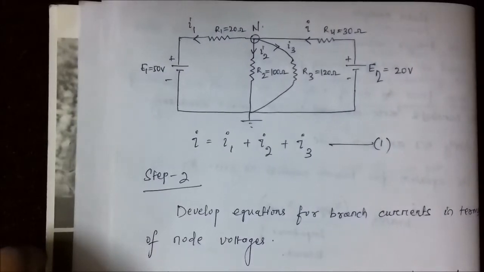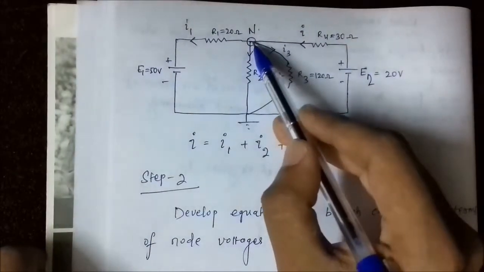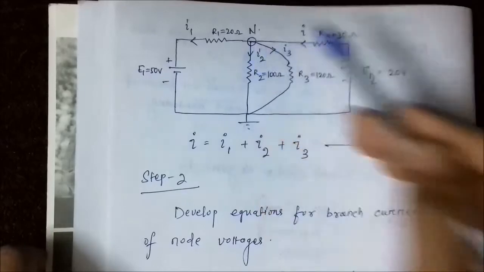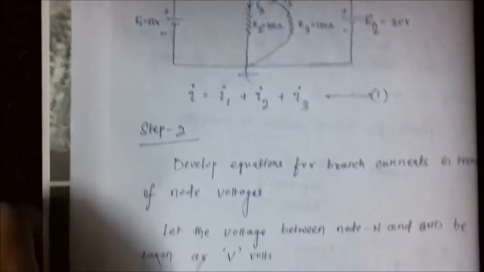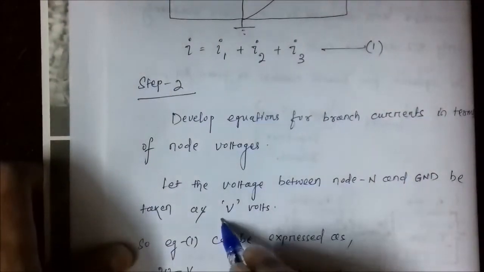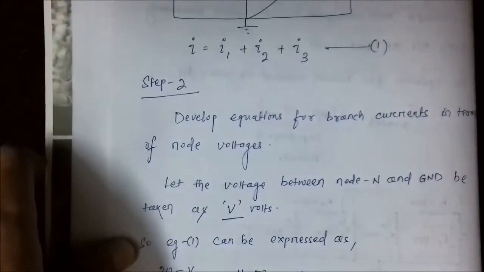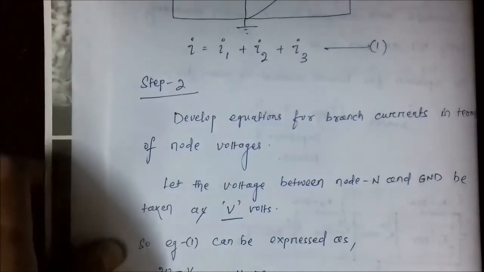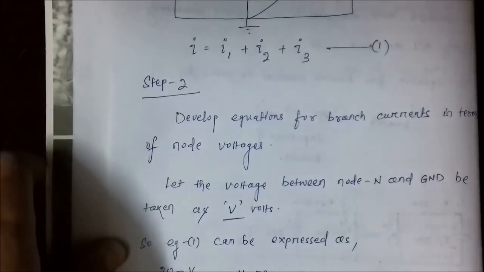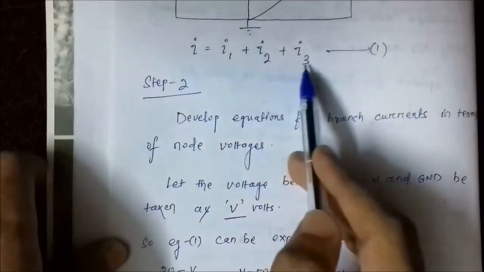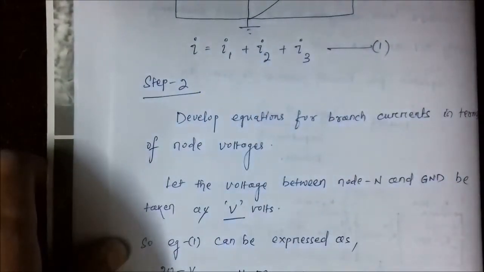Now let us name or assign the voltage at this node N, and let's call it V volts. Okay, we are calling it V volts as it is an unknown entity. We have to determine it. So the next thing is we have to express these currents in terms of the node voltages.